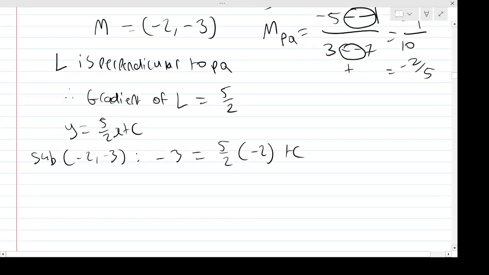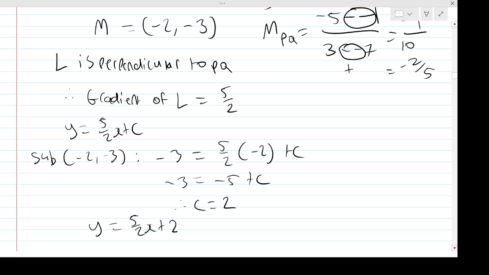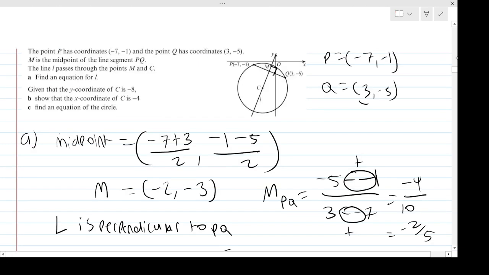Then that's minus 3, well then 5 over 2 and minus 2, that's just minus 5 plus c. Therefore, if I add 5 to both sides, I get c positive 2. There we are. So therefore then, our equation is y equals 5 over 2 x plus 2. There we are. Cool. Part A.